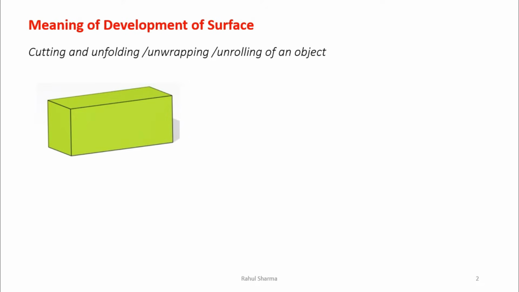Whenever we say we have to develop a surface, we can say that we are actually cutting and unfolding, unwrapping or unrolling of an object. We will take one example. Let's say we have to manufacture a rectangular box. This might be a packing box, it might be a solid with this type of surface.